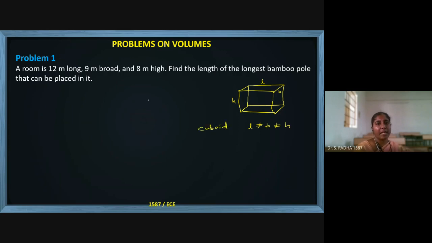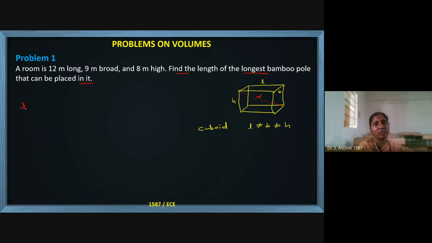And what they want: find the length of the longest bamboo pole that can be placed inside it. Inside it means inside the room, inside the cuboid. So you connect opposite vertices inside the room. That becomes the longest line possible inside the room. This is called the diagonal. We are supposed to find the length of the diagonal.